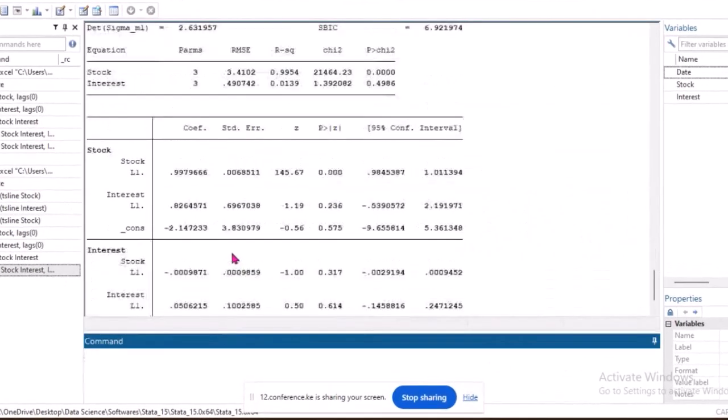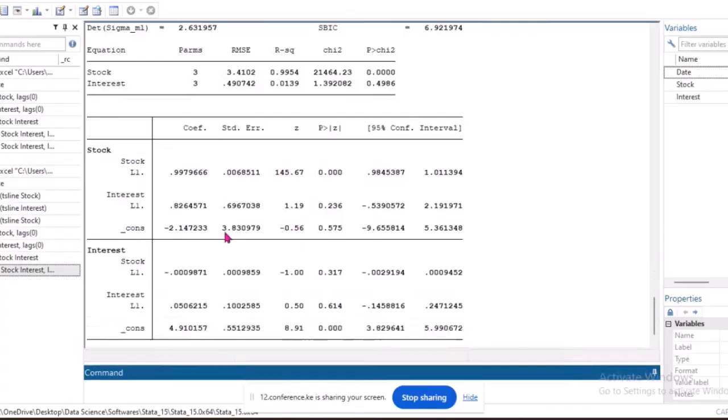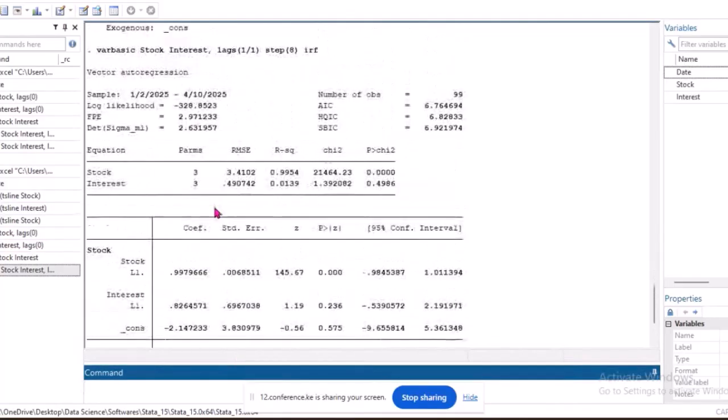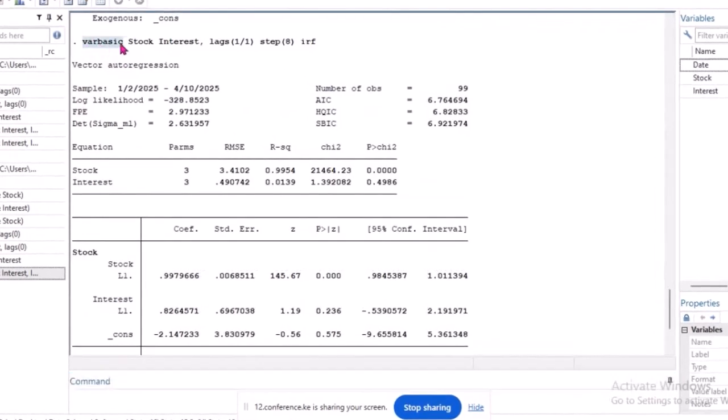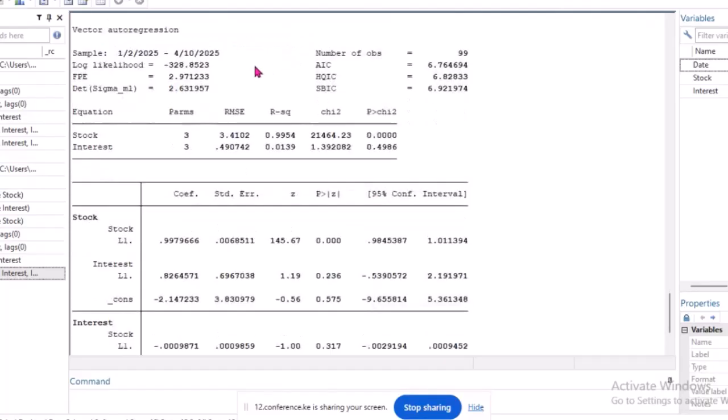So that the results can fit. So you can see VAR basic, two variables, stock and price, the lag length of 1, and the steps of 8. And we also have the IRF. So that is the code. And then we have the results.